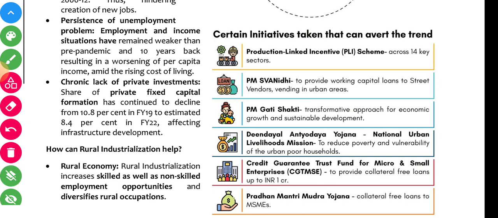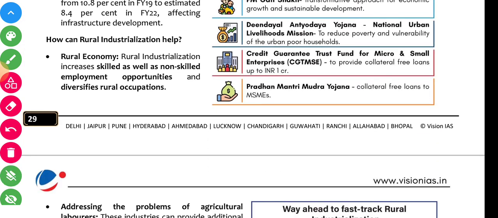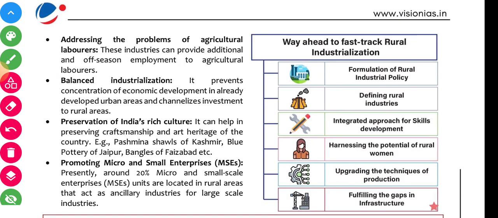Initiatives by the government: Production Linked Incentive scheme for 14 key sectors, PM Swanidhi for street vendors, PM Gati Shakti for infrastructure, Deen Dayal Antyodaya Yojana National Urban Livelihood Mission, Credit Guarantee Trust Fund for micro and small enterprises, not medium enterprises, and Pradhan Mantri Mudra Yojana for collateral free loans to the MSME sector.